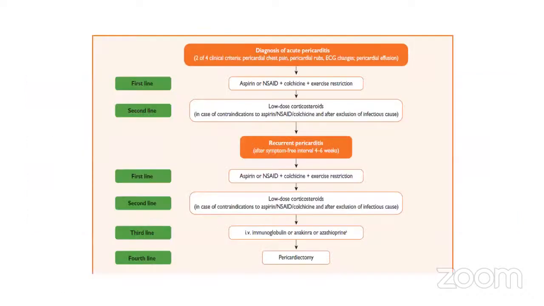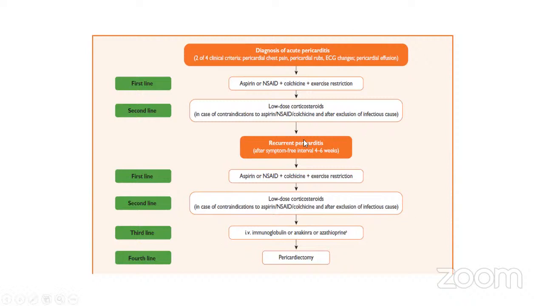It is important to note that corticosteroids are not considered to be first-line medications and should not be used as first-line medications unless there is a clear contraindication for use of non-steroidal inflammatory agents. And if they are going to be used, they should be added to NSAIDs plus colchicine. They should not be used as the sole agent.